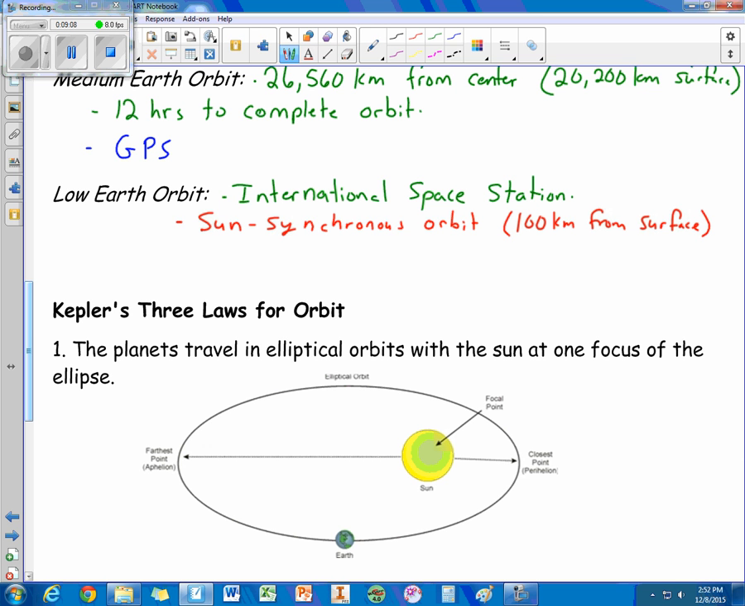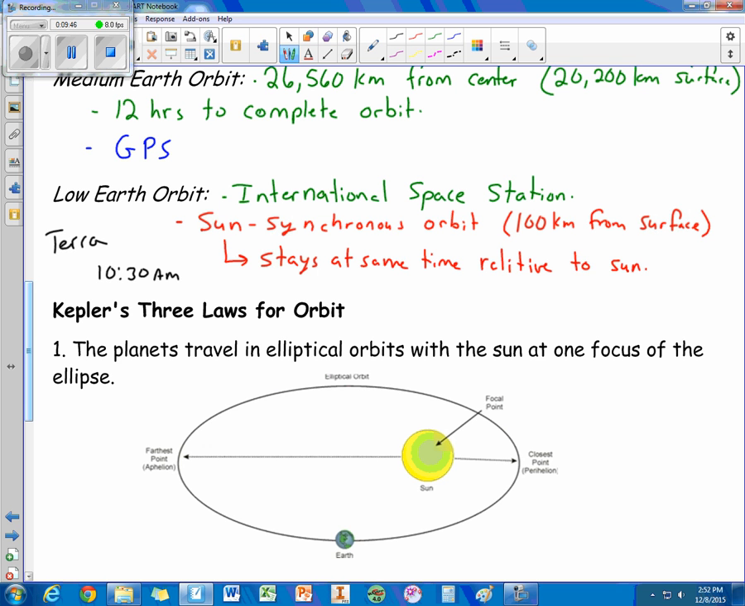You probably heard the song, it's 5 o'clock somewhere. This kind of works the same way. It stays at the same time relative to the sun. As an example, there's a satellite that's called Terra, and it's stuck at 10:30 a.m.